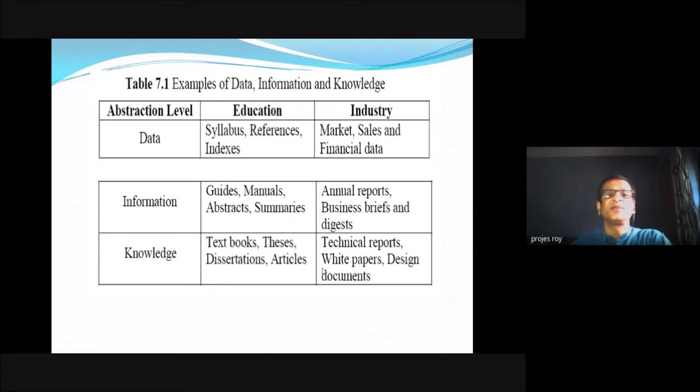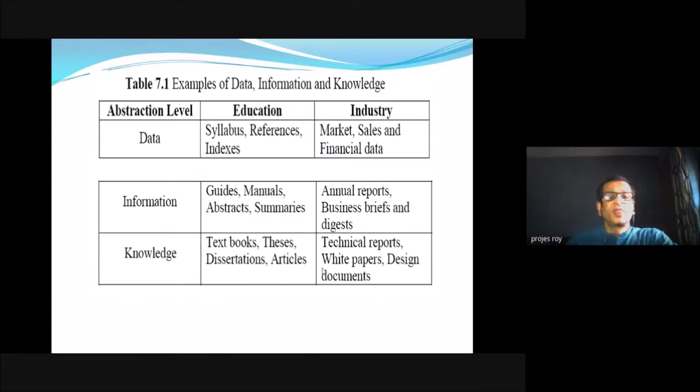Now, here are examples of data, information, and knowledge. We have already talked, and we talked more and more, on data, information, and knowledge. Here you can see data: the syllabus, reference, indexed industry, market, sale, and financial data. Information: guided manual, abstract, seminars, the annual report, business brief and digest. Knowledge: textbook, thesis, dissertations, article, technical report, white paper, design. These are the different kinds of documents.